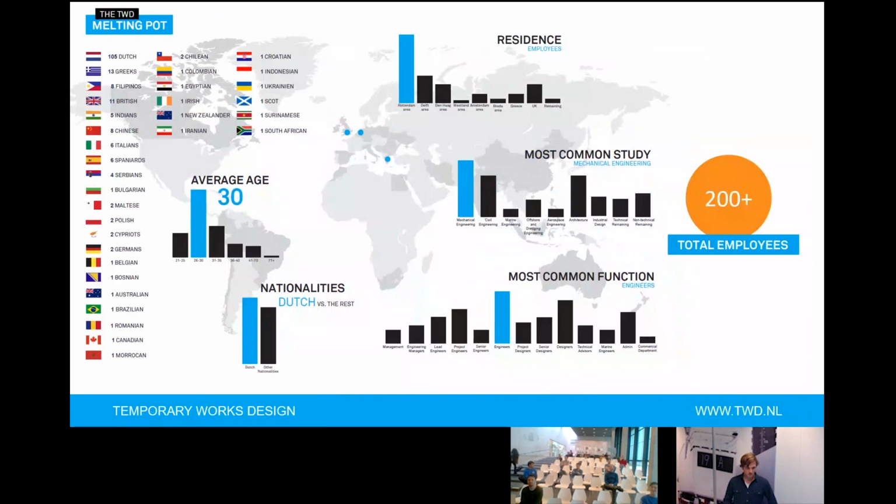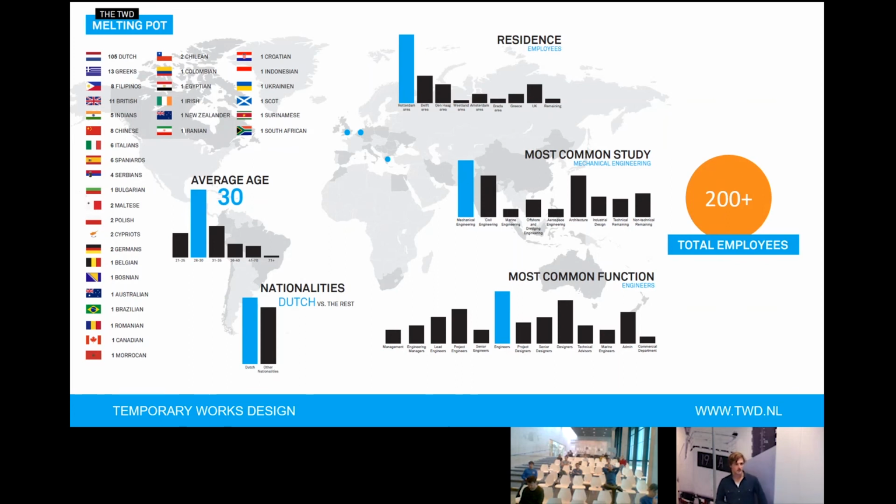So this is a short summary of our company. We have a very big melting pot, 33 nationalities. We see a lot of Dutch people, obviously, but the nationality rate between international and Dutch is about 50-50, so that's pretty nice. The average age is 30, which is relatively low because we're quite a young company. I believe 13 years at the moment.